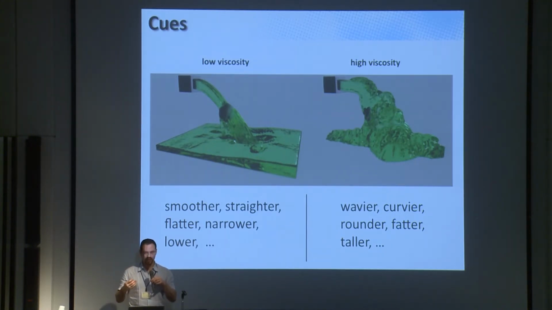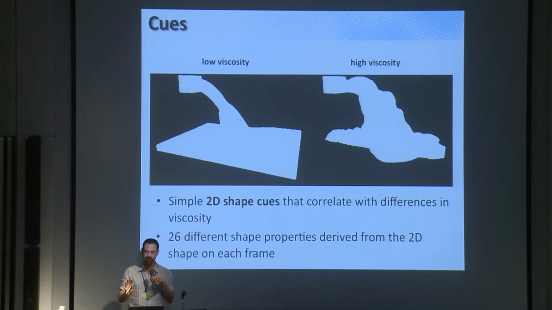So this suggests that what we're going to need is more than just a single image statistic, but maybe a bunch of image statistics. And so we decided to do this in a purely 2D domain and just see how far we can get by taking alpha mats of the images.